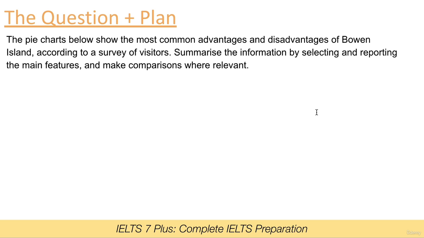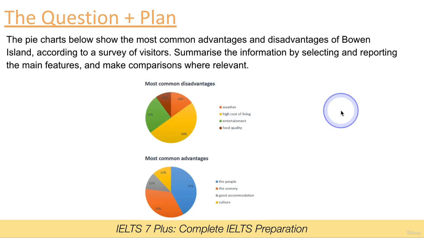Okay, let's bring in the pie charts. Oh, right. So we have most common disadvantages: weather, high cost of living, entertainment, food quality. Most common advantages: the people, the scenery, the good accommodation, and the culture.